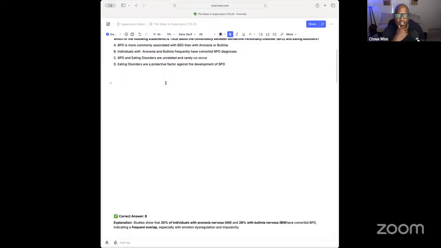So there is a correlation between borderline personality disorder and eating disorders in general, specifically anorexia and bulimia. A few studies, or this one study in particular, showed that 25% of individuals with anorexia, and 28% with bulimia, had comorbid BPD, indicating a frequent overlap, especially with emotional dysregulation and impulsivity. So there is a connection and correlation.